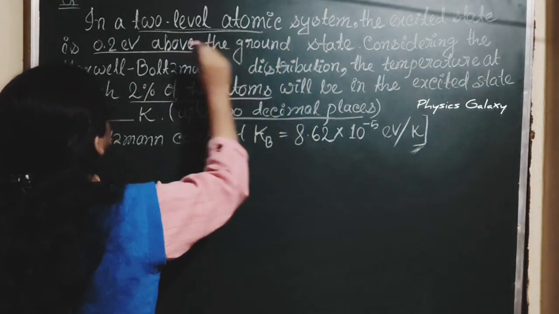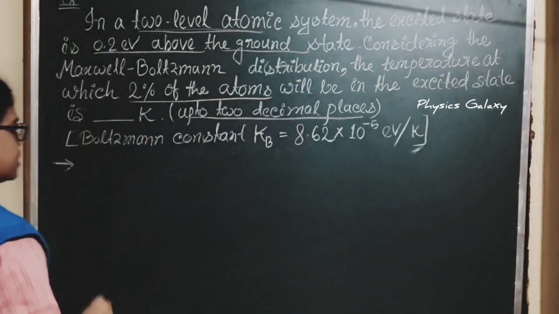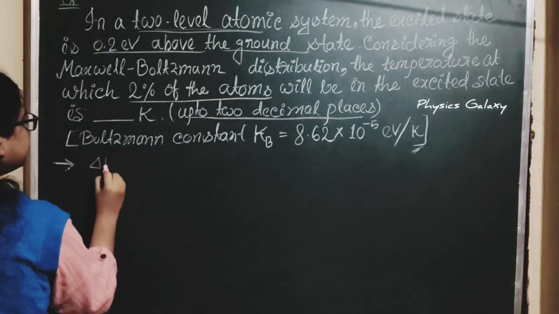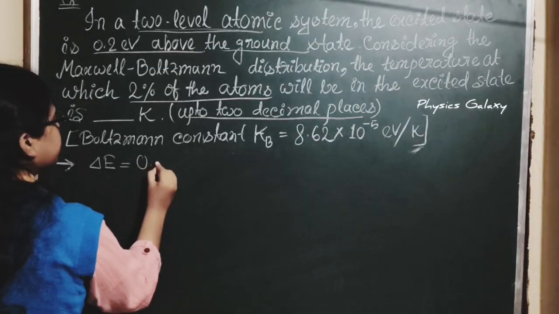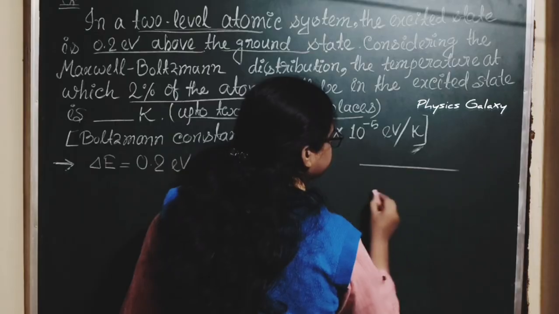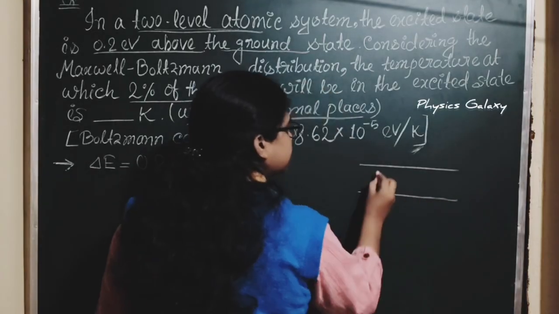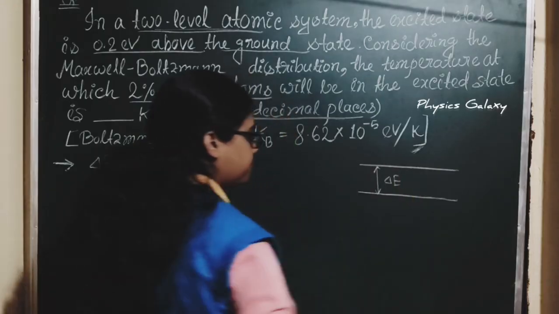And the excited state is 0.2 eV above the ground state. So our delta E, the energy gap, is given 0.2 eV. Okay, there is a two-level atomic system. The energy gap delta E.